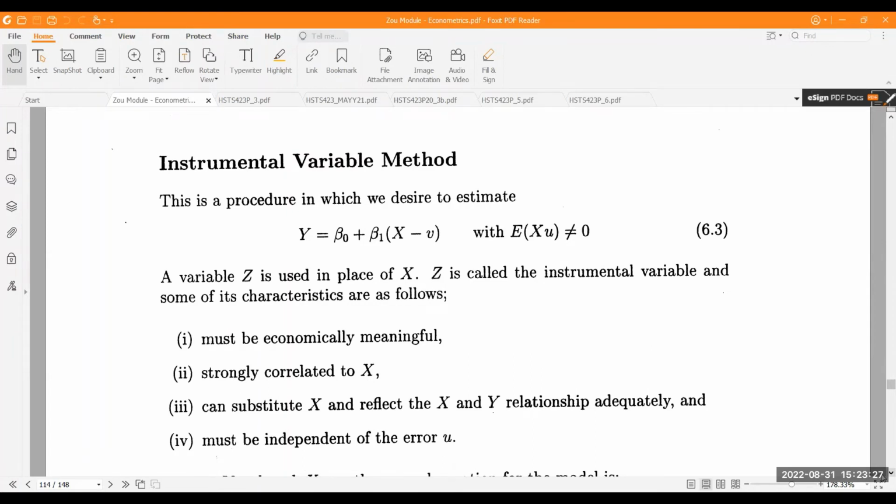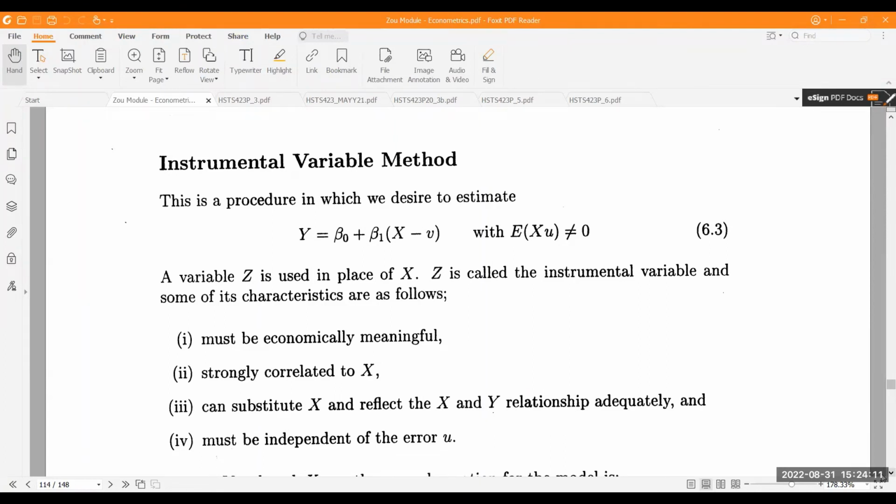This is a procedure in which we desire to estimate, again, the same model, Y equals beta naught plus beta 1 X plus U, where the expected value of XU is not equal to 0. Now, what we do is a variable Z is used in place of X. Z is called an instrumental variable and has some characteristics as follows. So we want to look for a variable Z which has the following characteristics.